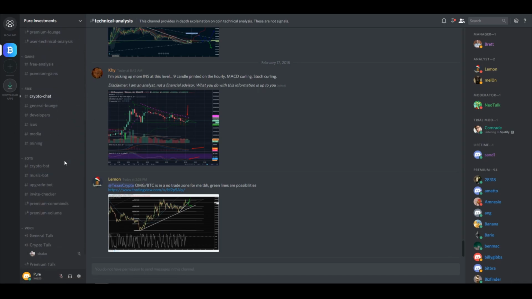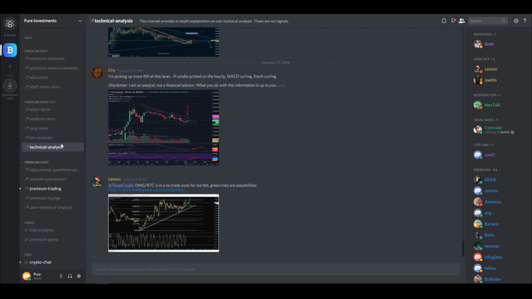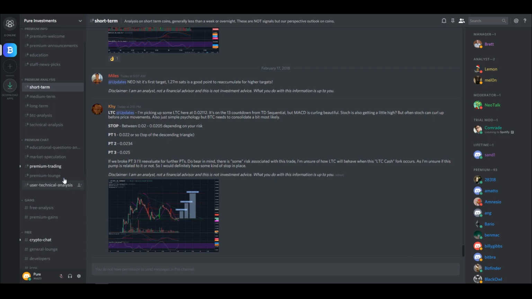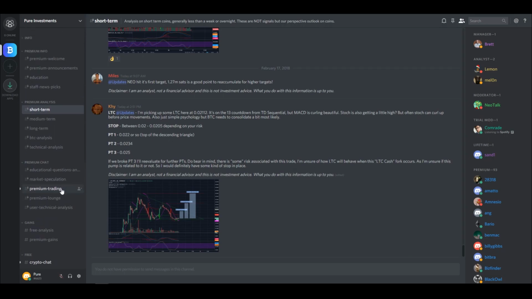Outside of that, that's basically it. We have these rooms that we're constantly posting things in throughout the day. You'll usually see more in short term, simply because short-term trades are more frequent. Whereas with medium and long terms, you're going to see those less often, about once, twice, or 3 times a week, you'll see one of us post a medium or long-term trade. But that's it. You have the expertise of all of our analysts.